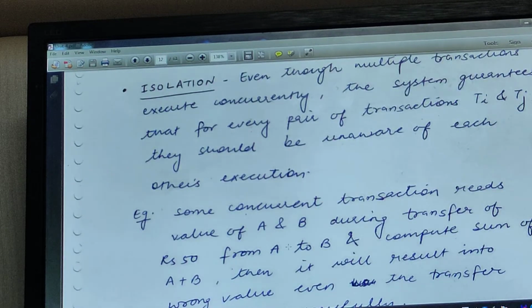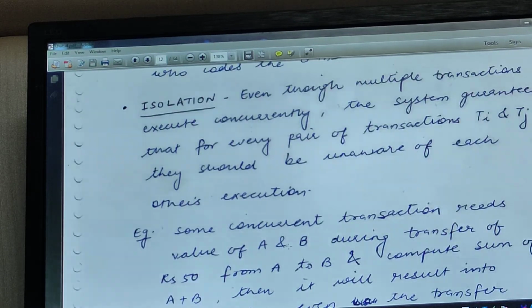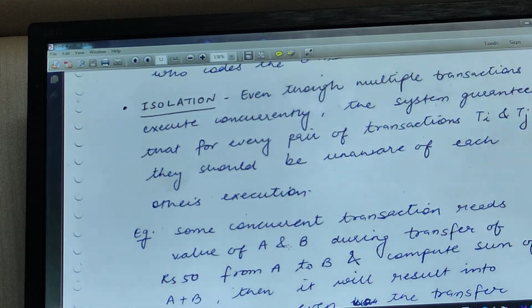Isolation means that even if we are executing multiple transactions concurrently or simultaneously, for every pair of transactions Ti and Tj, these transactions executing concurrently should be unaware of each other. It means they should not be interfering with each other.